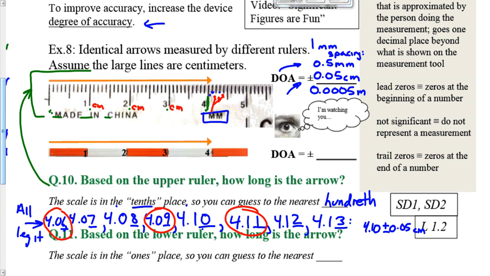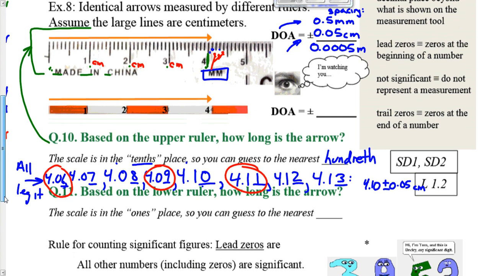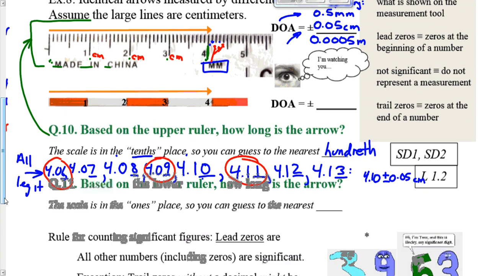You have to judge this by your eye, and you are assumed to be a reasonable observer. So be reasonable, meaning you actually have to pay attention to the measurement you're making. Okay, any of these actually count as correct.